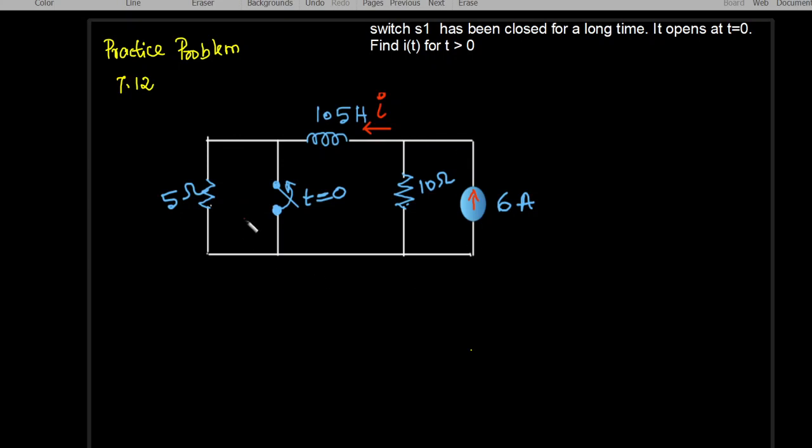So, here we have the circuit. In this circuit, we have two resistors, 5 ohm and 10 ohm, and one current source. And here one inductor is given. So, it is an RL circuit, right? So, it is a first order circuit.